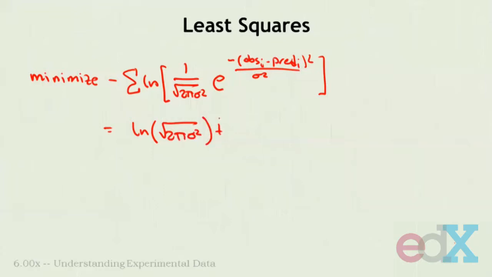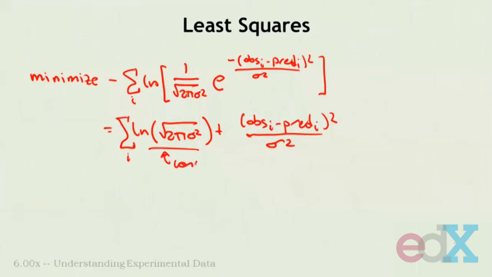Plus, and now I'm going to move this minus sign in, minus the natural log of this guy, which is the natural log of e to the something, which is something. I'm going to take care of that minus sign, and so this will be observation minus the prediction squared all over sigma squared. And we're going to want to sum all those up. So this is the same sum as before, and we've just used the minus sign and expanded out the log a little bit.